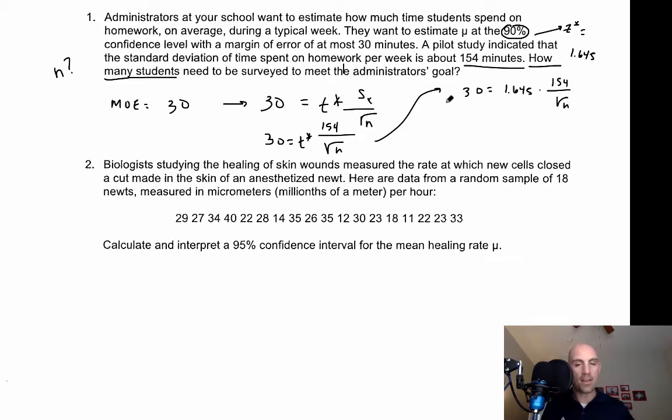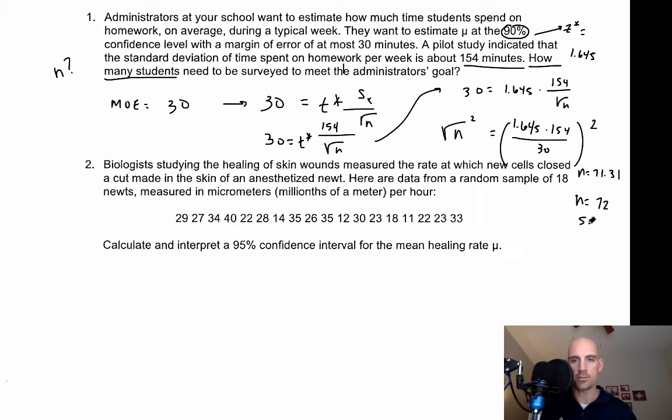And when you do the mathematics to rearrange everything, we're going to end up with the square root of n squared is equal to 1.645 times 154 over 30, squared. And remember, we want to round up, so if n is equal to 71.31, which is what you'd get when you did this, we need n is equal to 72 students.